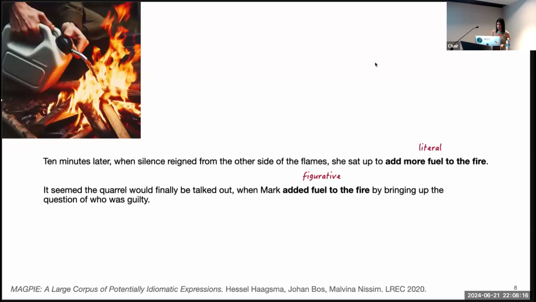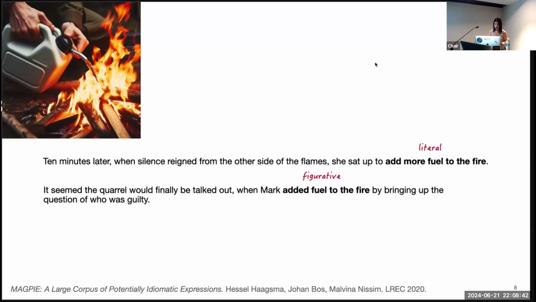Here's a similar task. This is from the Magpie corpus from 2020. In this task, they required recognizing whether a certain phrase is used figuratively or literally in a given context. So, for example, the phrase "add fuel to the fire" is a figurative expression, but it could also be used literally in some contexts.